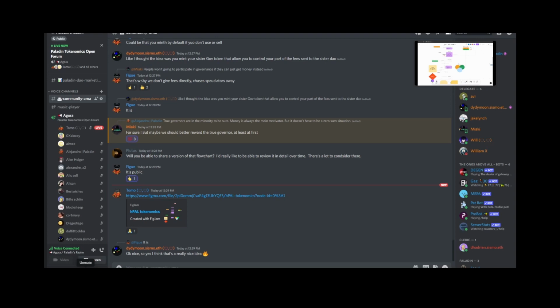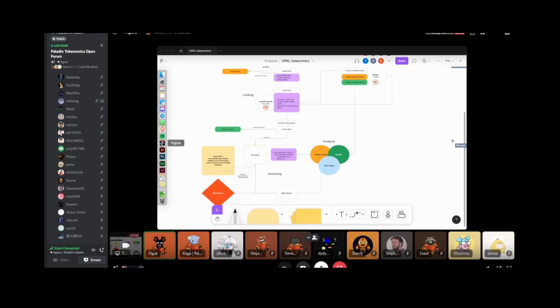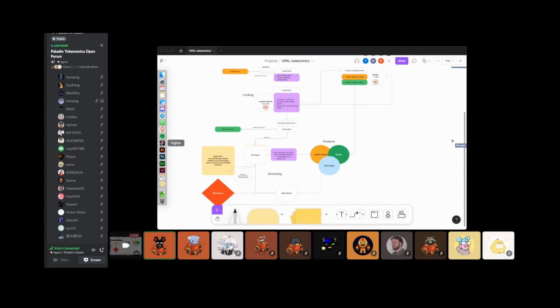But the idea is that it's going to drive utility towards the token. I wouldn't say the more utility we drive, but the more value people get from this utility, the more interesting the token is going to get. Right now, we haven't released much on the token utility. It's going to scale quite quickly in the next few months.